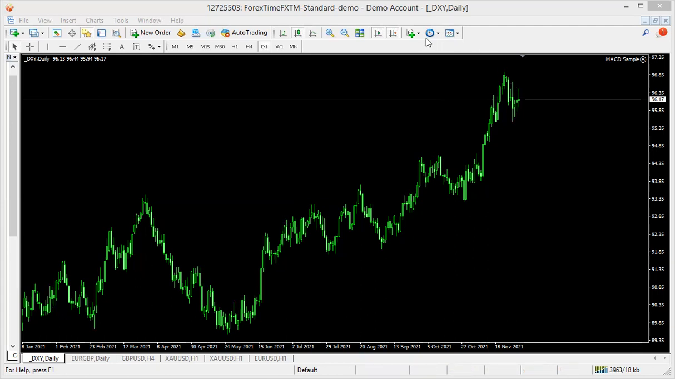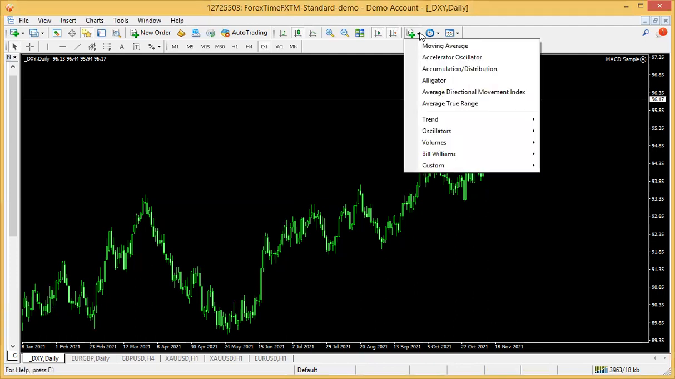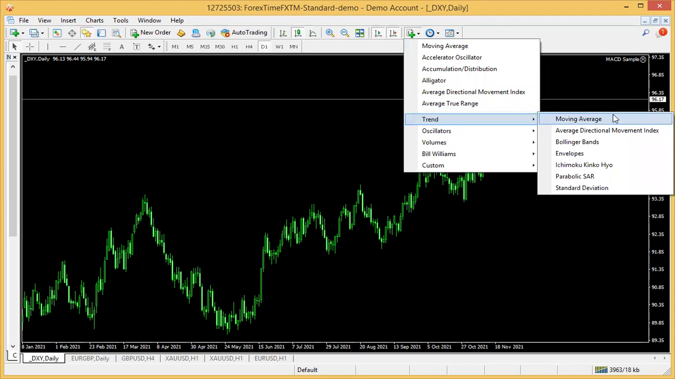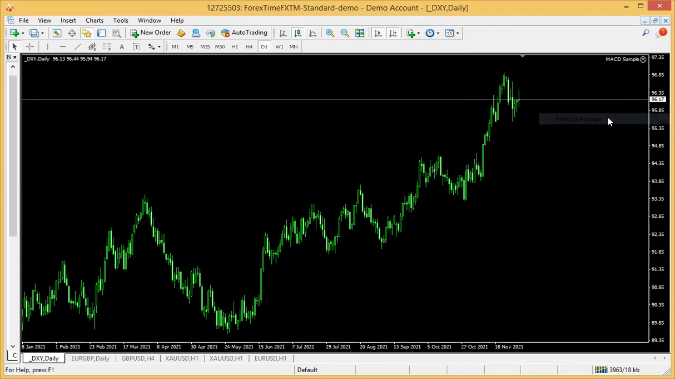So when you insert your moving average, let's say we are going to the indicator list. This is called the indicator list. You look for moving average, but if there is no moving average, you go to trend. Under trend, that is where you will see moving average.